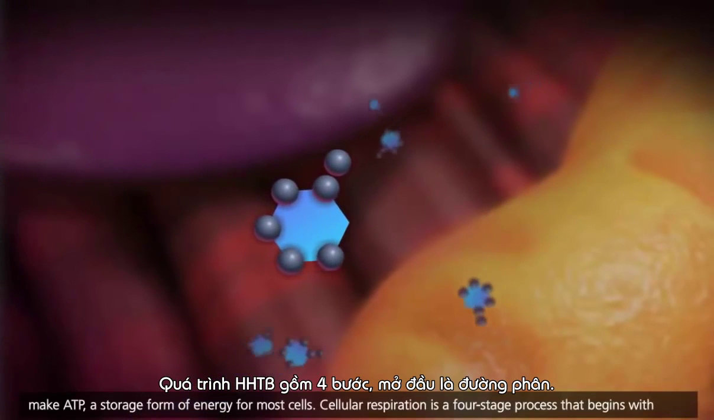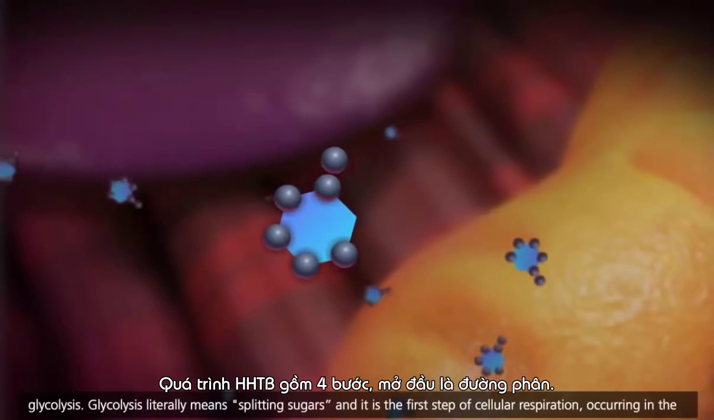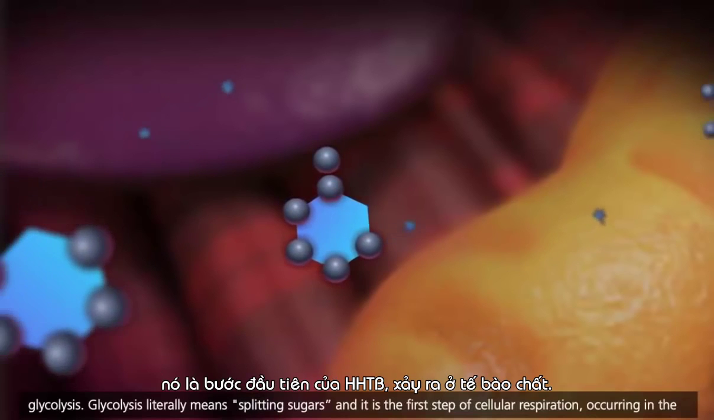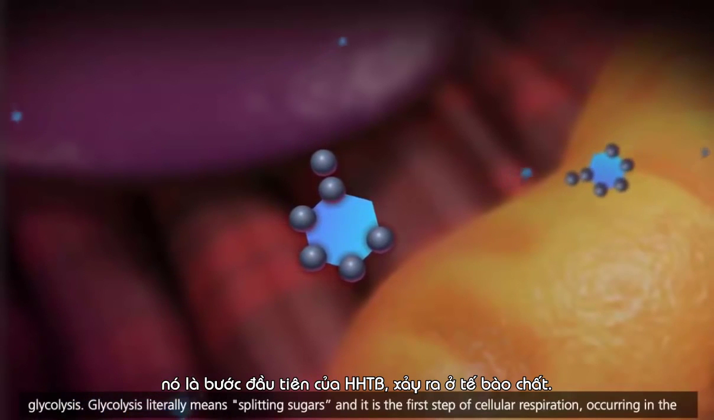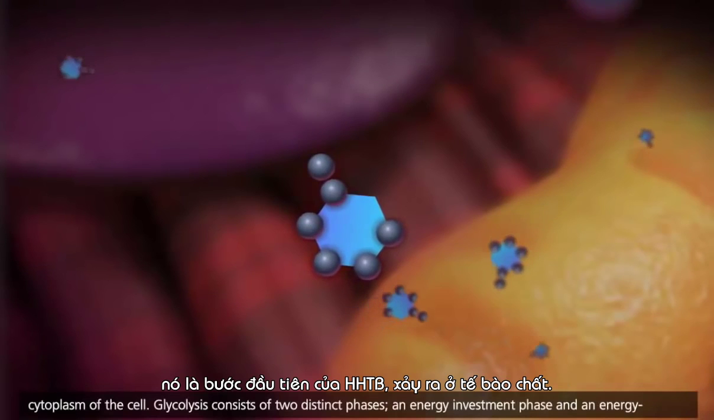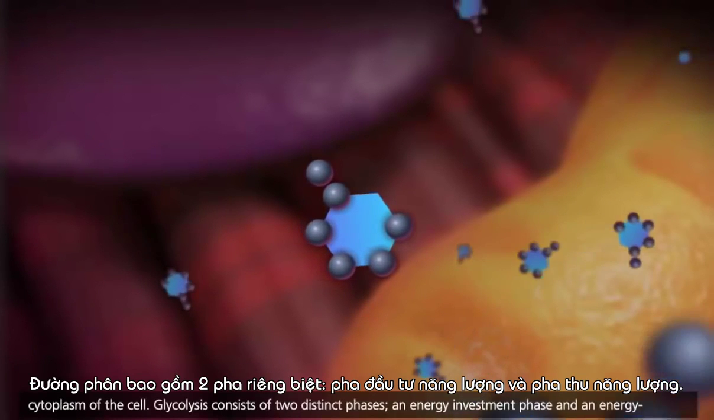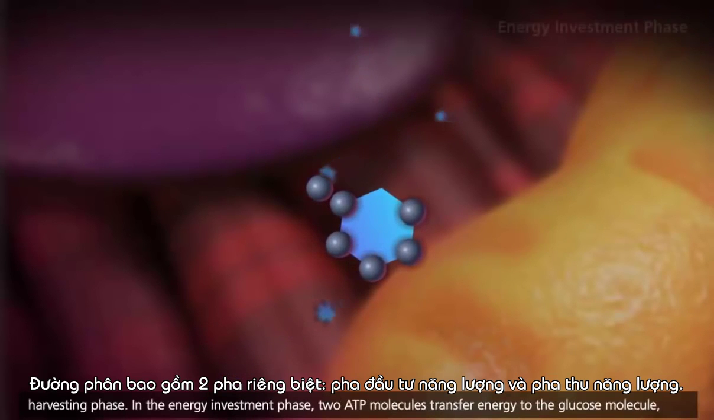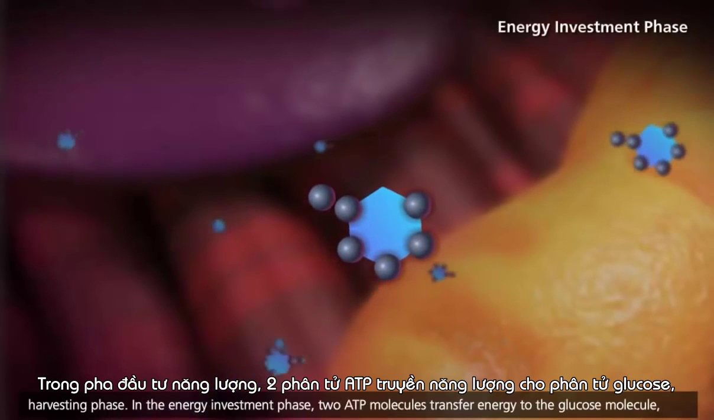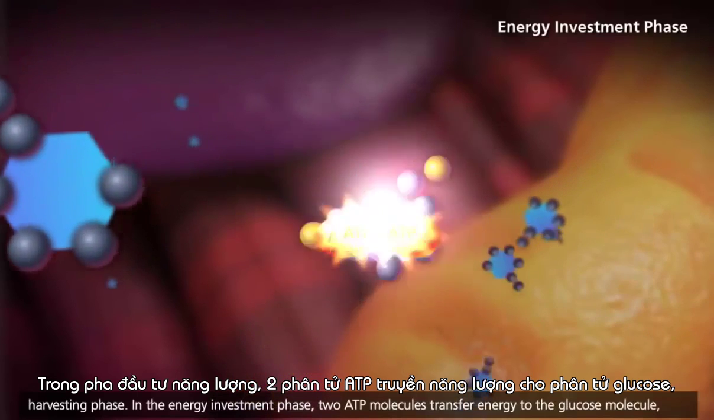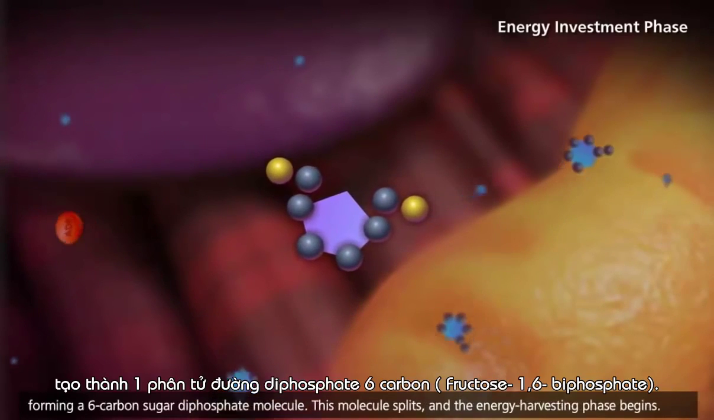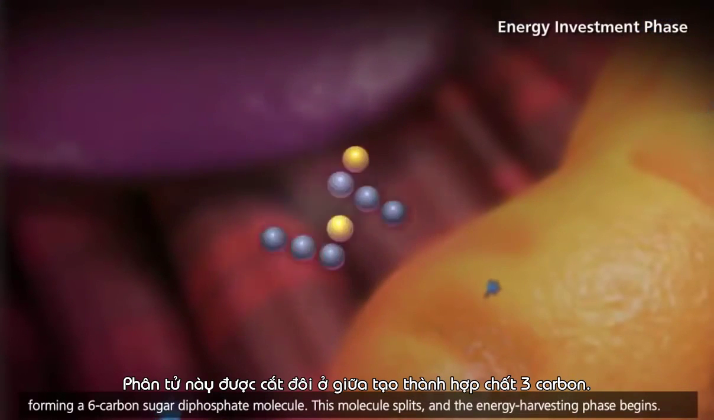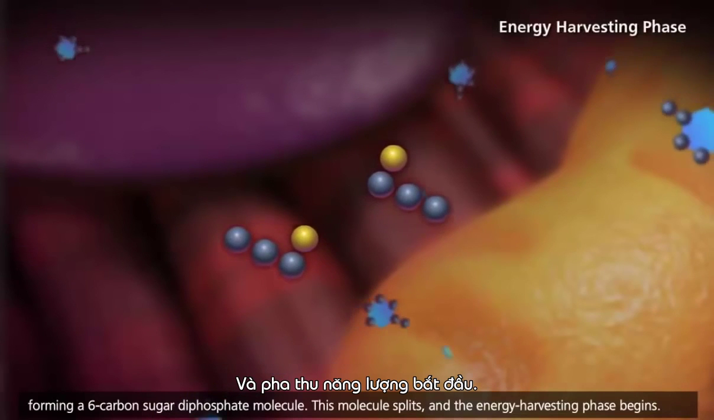Cellular respiration is a four-stage process that begins with glycolysis. Glycolysis literally means splitting sugars, and it is the first step of cellular respiration, occurring in the cytoplasm of the cell. Glycolysis consists of two distinct phases, an energy investment phase and an energy harvesting phase. In the energy investment phase, two ATP molecules transfer energy to the glucose molecule, forming a 6-carbon sugar diphosphate molecule. This molecule splits, and the energy harvesting phase begins.